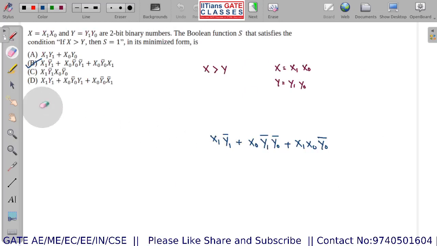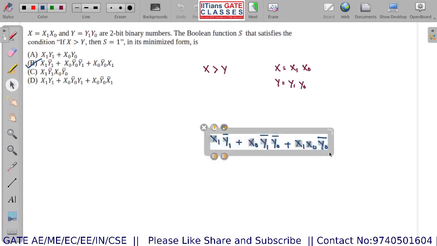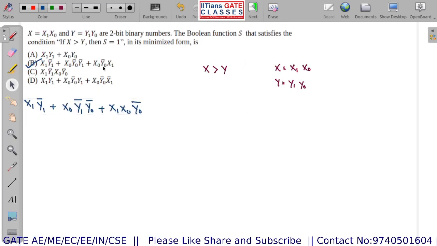So the objective method: look very carefully. It is given x should be greater than y. So the first possibility is either x1 is greater than y1, then your output will be 1, or x1 is equal to y1 and x0 is greater than y0. I can write it like this.